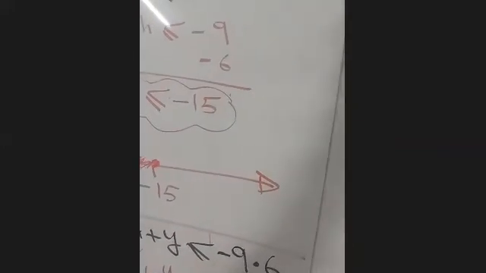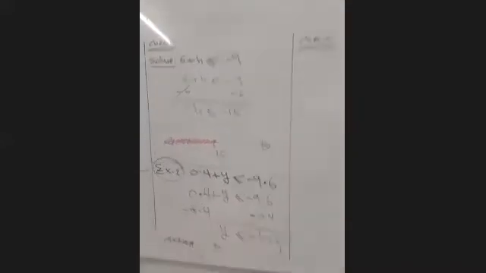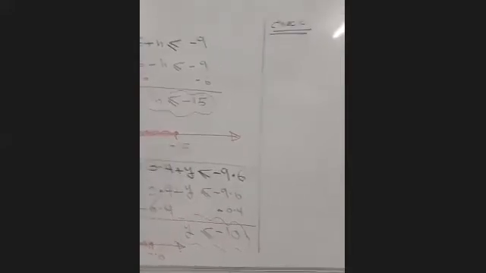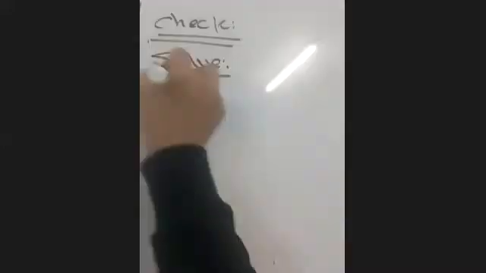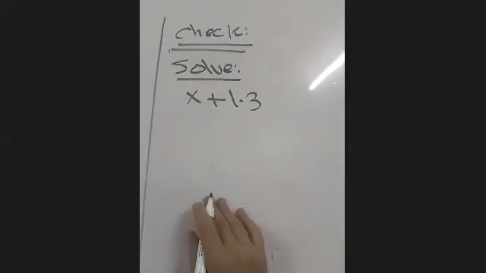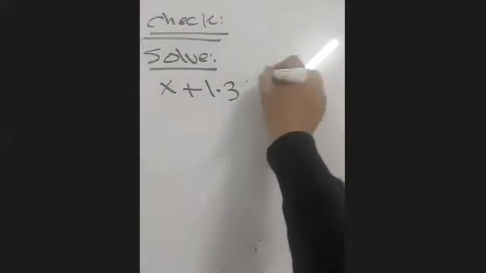Check. You will do it in your book. The check under example 2, guys. We will do it with Faris. Solve x plus 1.3, louder please. x plus 1.3 less than 5.4. Less than alone without equal, right?